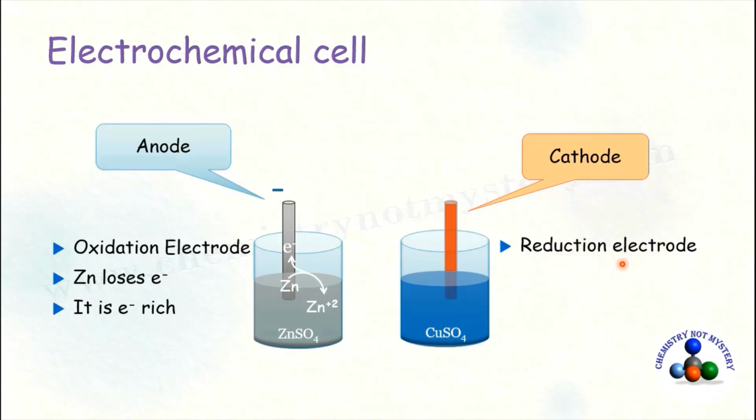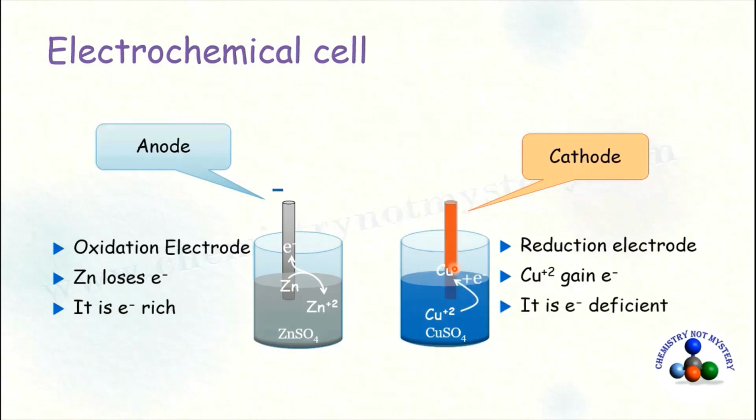And in case of reduction electrode, reduction takes place at this electrode. Copper 2+ ion gains electron from this electrode and gets deposited in the form of copper. As electrons are gained from this electrode, it becomes electron deficient, and that's how cathode develops positive charge in electrochemical cell.